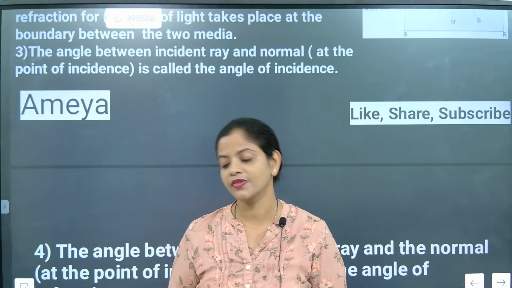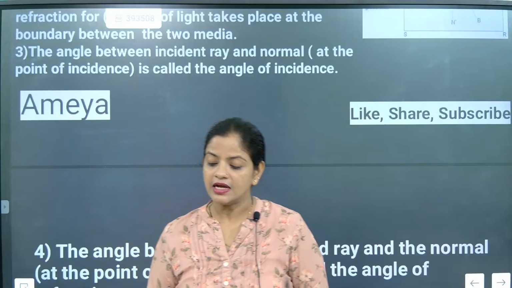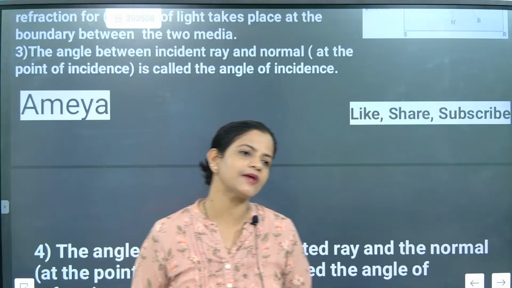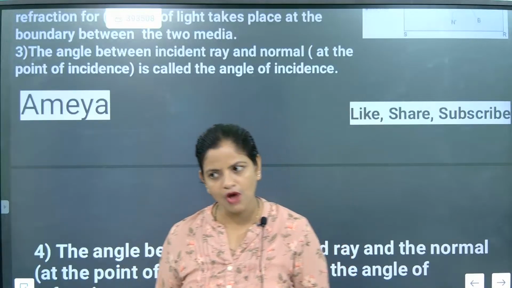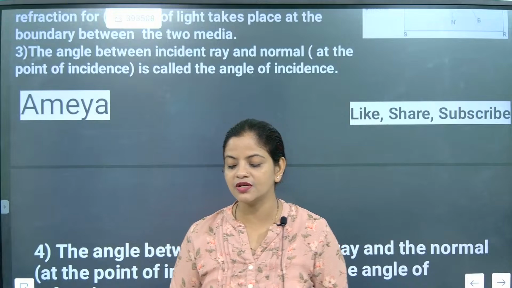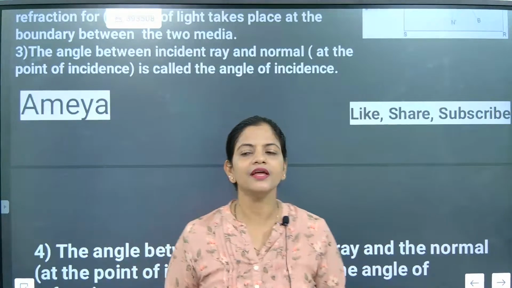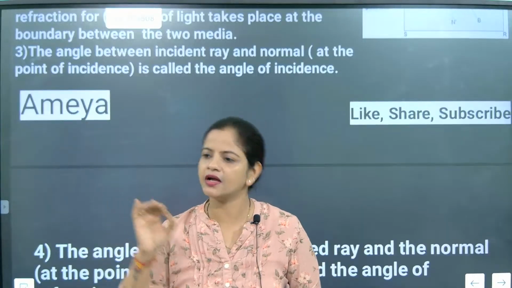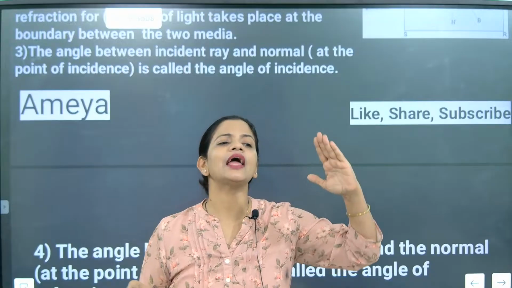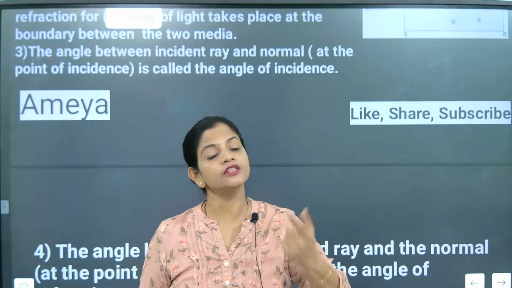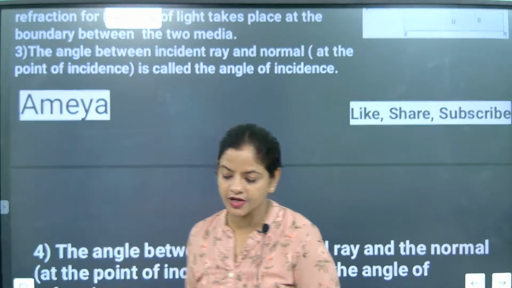Very good, Vishwa. Beta? Yes, the answer is absolutely correct. Yes, angle of incidence will be equal to angle of emergence. And how it is done, we also know that, na beta, inside it will bend, and again it will come out. Understood? So first, from rarer to denser medium, the light will bend towards the normal. From denser to rarer medium, it will go away from the normal. Absolutely correct, beta.